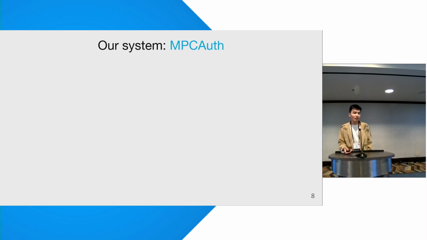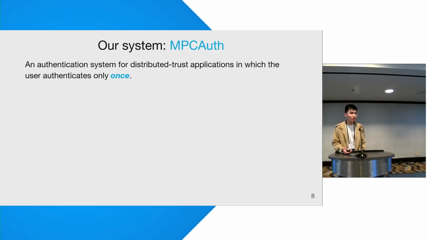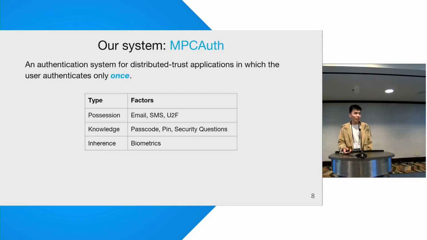So how can we design a system so that the user only needs to authenticate once, just like the way they do in a traditional system, while maintaining distributed trust? We present our solution, MPCAuth, which is an authentication system for distributed trust applications in which the clients only need to authenticate once. We support many commonly used authentication factors such as email, SMS, U2F, passcode, and biometrics.